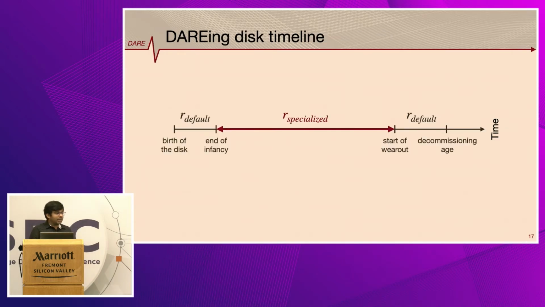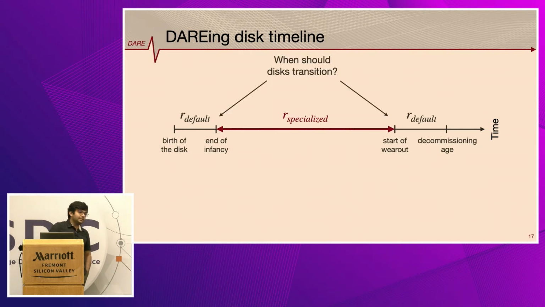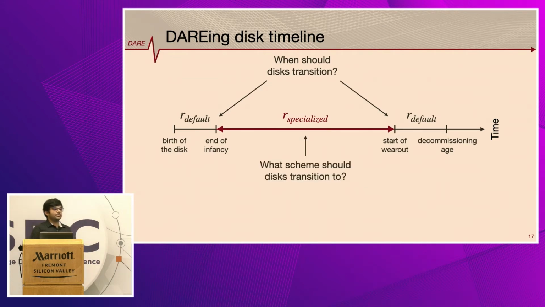Now I'm going to abstract this timeline, and we're going to ask a bunch of questions about this timeline, which will help us develop our disk adaptive redundancy system. So given this timeline of R default at the ends of the disk's lifetime and a specialized redundancy scheme in between, first we want to ask the question of when should disks transition. Second is what schemes should disks transition to. There are more questions that will come later in the talk, but primarily let's focus on these two questions.